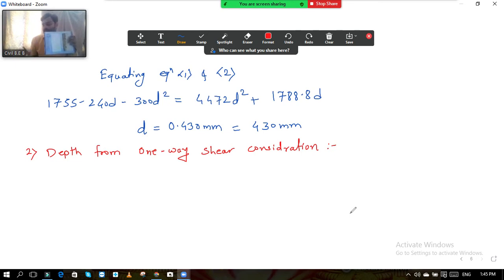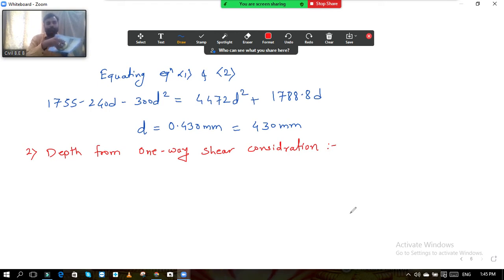In two way shear, what happens? Suppose this is a column, resting like this. So in two way shear, this column will try to punch through the footing like this. And it will not punch alone, it will take the surrounding area with it. That is the two way shear.